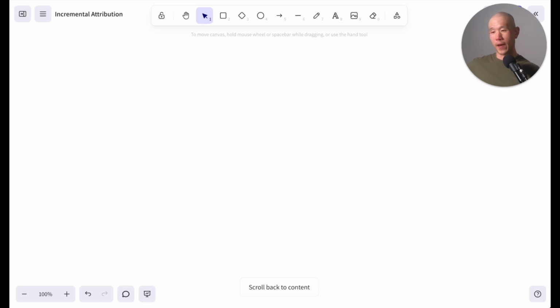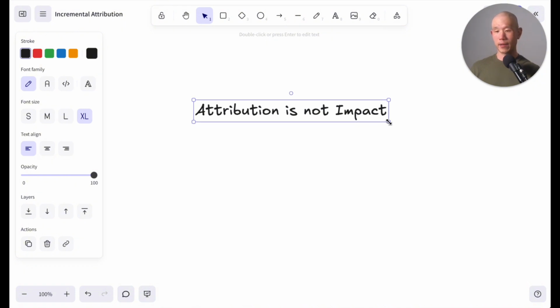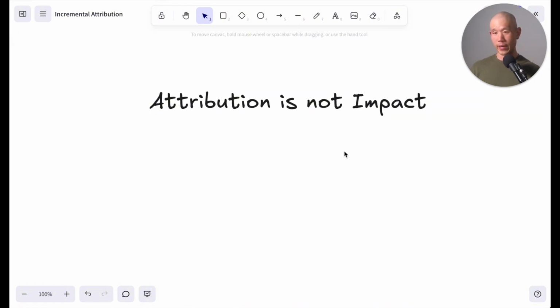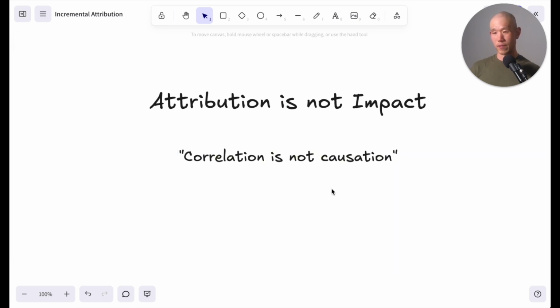Let's unpack what that means with some simplicity and tease apart the difference. The main difference here to unpack is that attribution, so getting credit for something, is not the same thing as impact. It's very similar to the phrase that most of us know, which is correlation is not causation. Just because something happens close together, it doesn't mean that one caused the other.